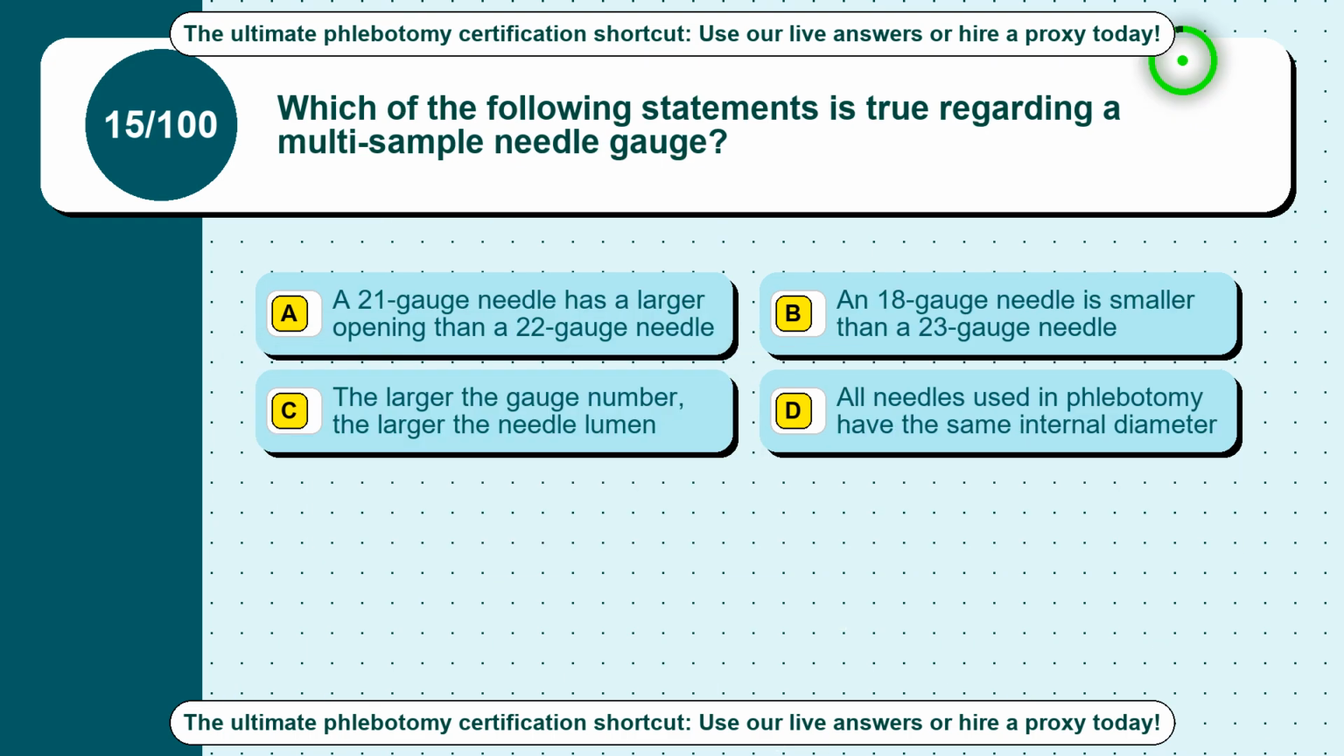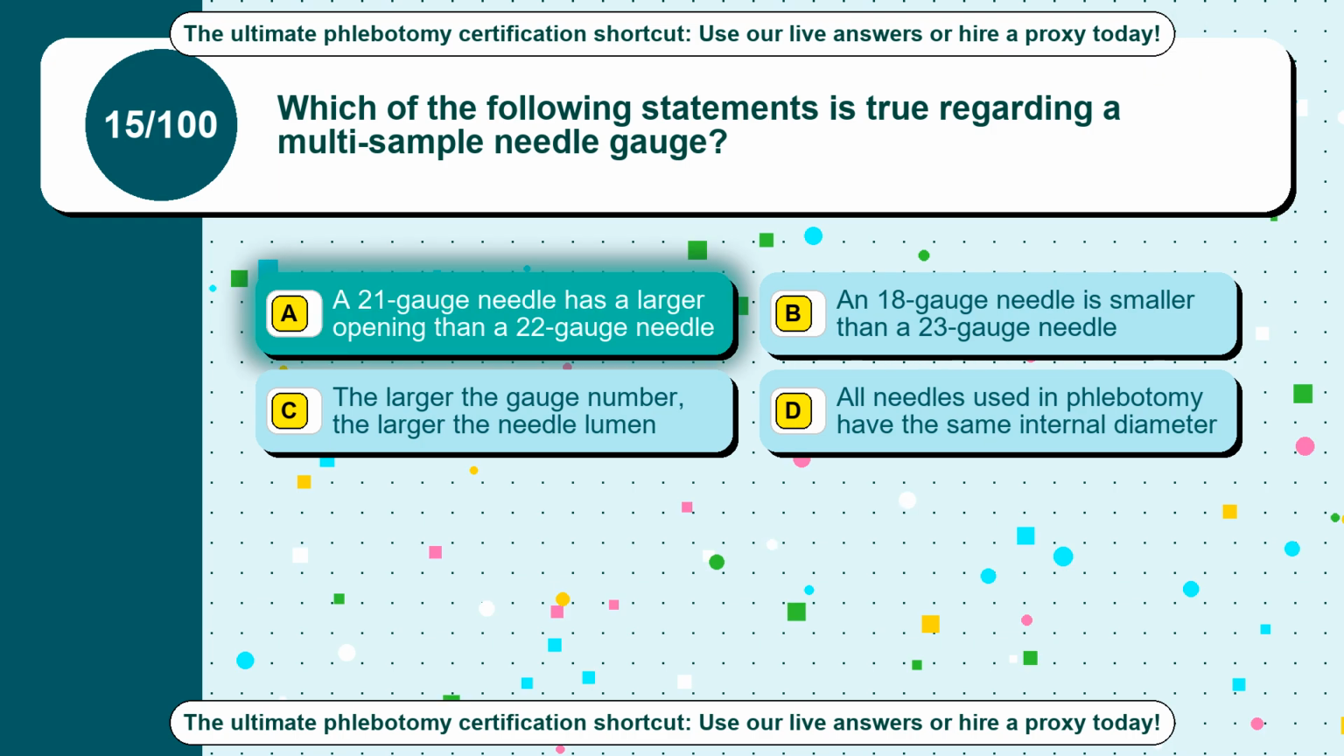Question 15. Which of the following statements is true regarding a multisample needle gauge? Option A, a 21 gauge needle has a larger opening than a 22 gauge needle. Option B, an 18 gauge needle is smaller than a 23 gauge needle. Option C, the larger the gauge number, the larger the needle lumen. Option D, all needles used in phlebotomy have the same internal diameter. The correct answer is option A.